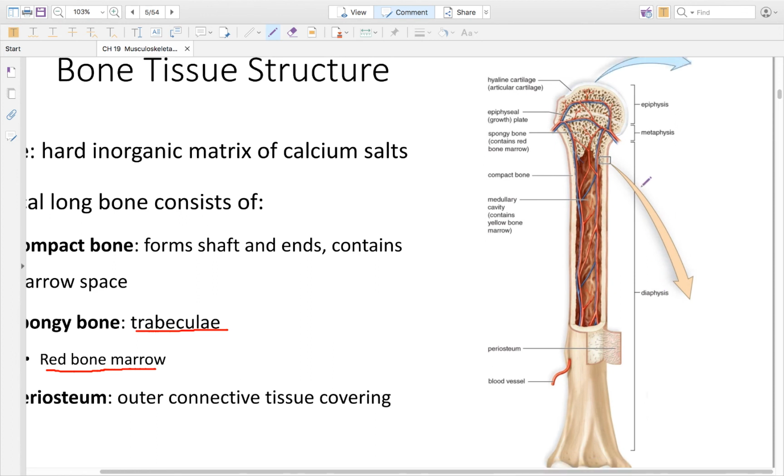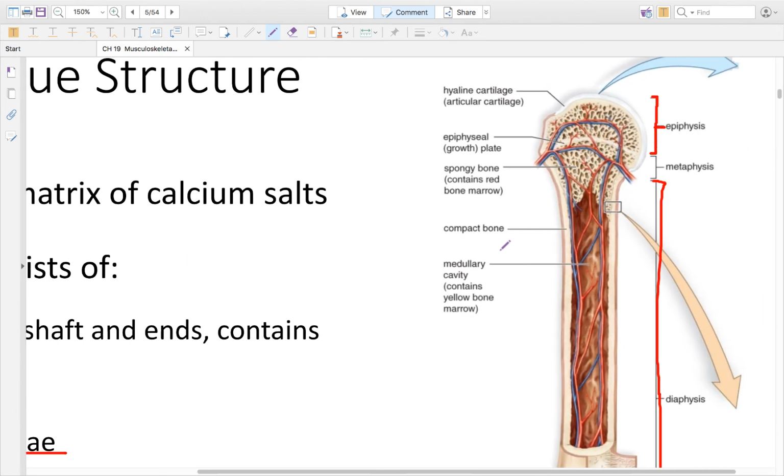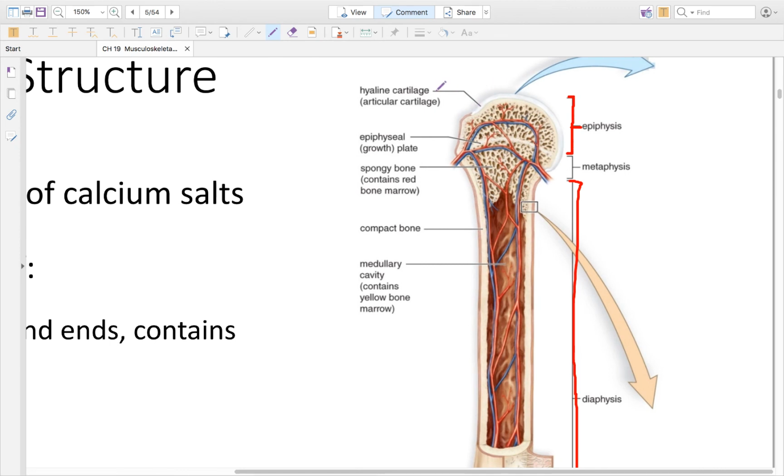Here I'm going to zoom in and out so that we can see everything up close. The ends of a long bone are called the epiphysis. The shaft is called the diaphysis. Now, the outer covering is wrapped in the periosteum. I'm going to zoom into the epiphysis. At the end of the long bone, we have hyaline cartilage. We have this little layer of cartilage that wraps all the way around.